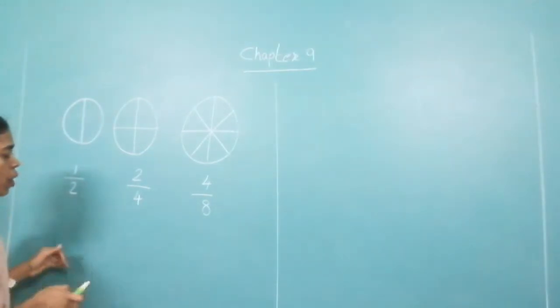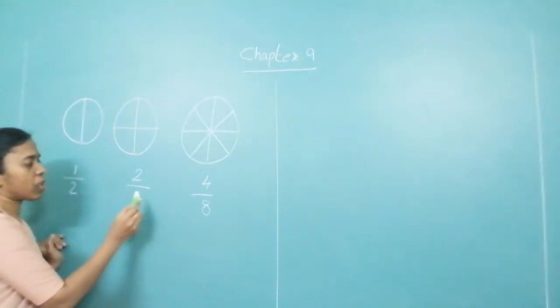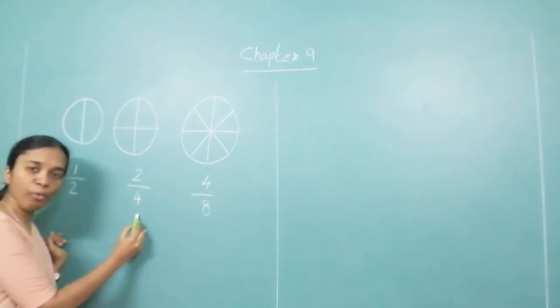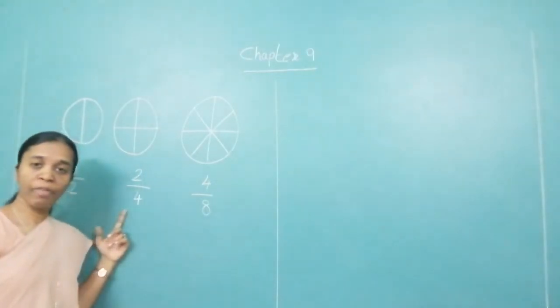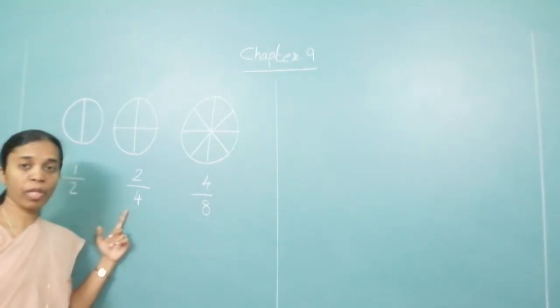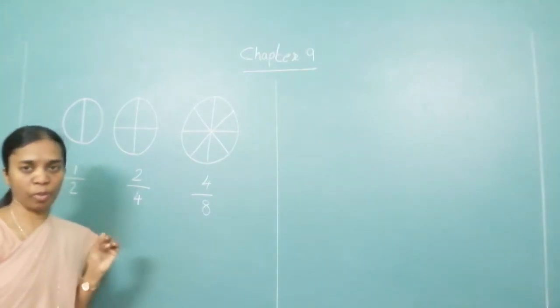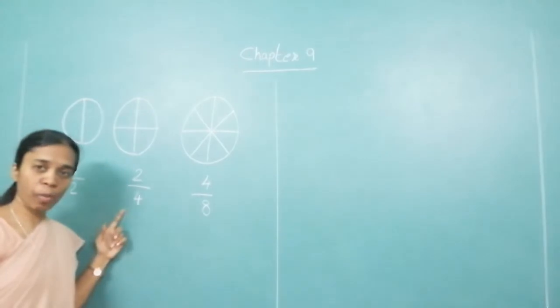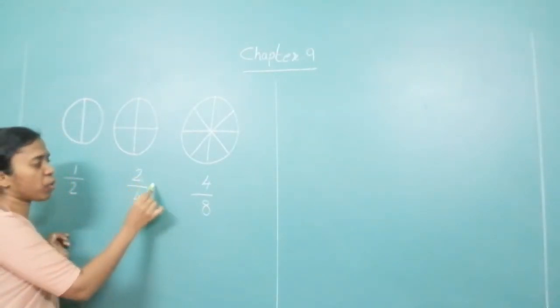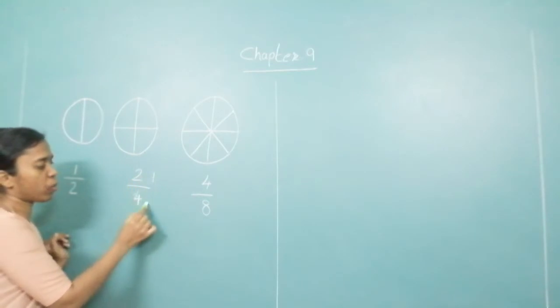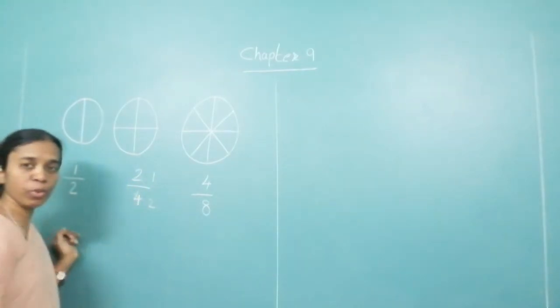Now, can I write this? When you look at 2 upon 4, you know that this is in the ratio form. And when we write ratio form, we have to write it in the lowest form. You can see that there is something common in 2 and 4. What is common? 2 is common. So if I remove the 2, what will I get? 2 ones are 2, 2 twos are 4. We will get 1 upon 2.